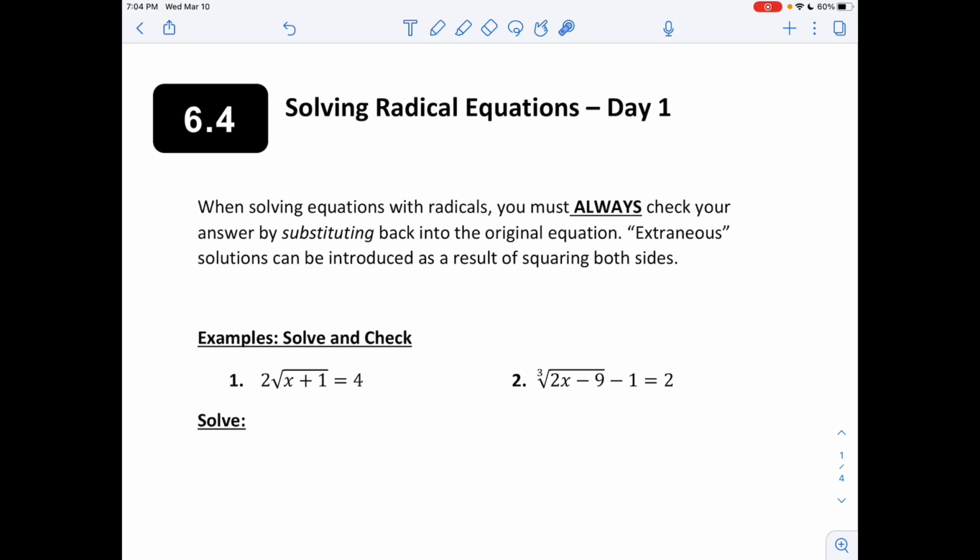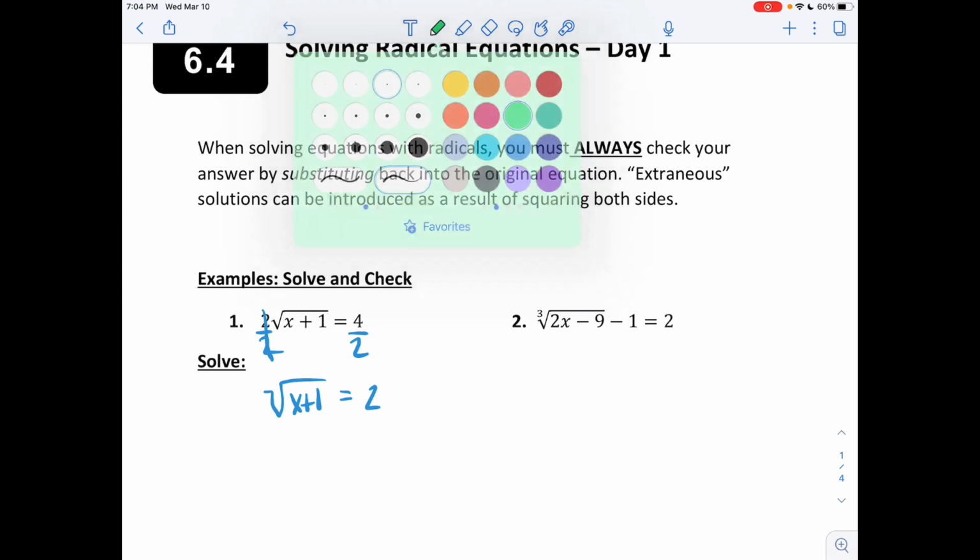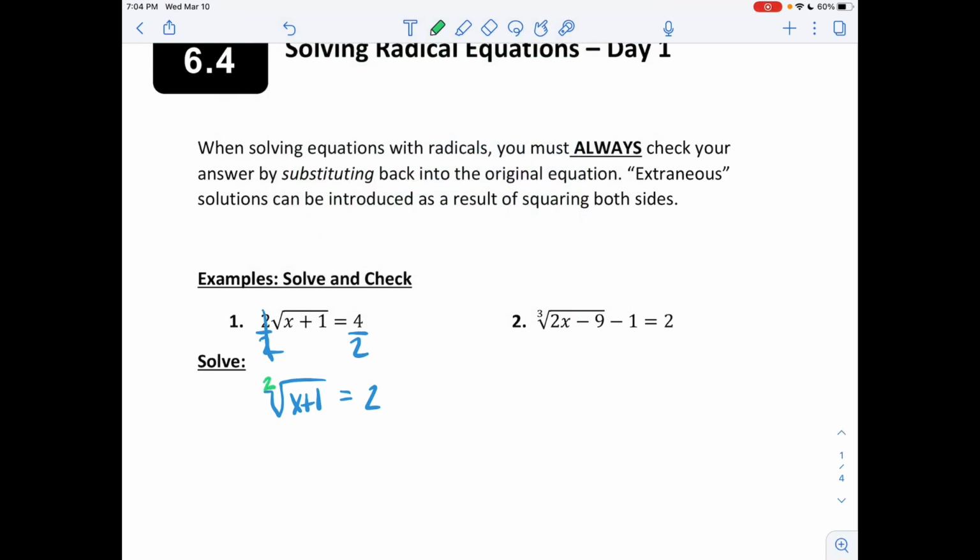We'll start by isolating the radical, similar to how we isolated something with a power before. So I want to divide both sides by 2 so that I can get the square root of x plus 1 by itself. And then on the other side, 4 divided by 2 is 2. Let's remind ourselves that if an index isn't written, that index is a 2. So I'm going to go ahead and explicitly write it so that we can see it here. And in order to undo a second root or a square root, I need to square this side. But if I square this side, I also have to square the right side.